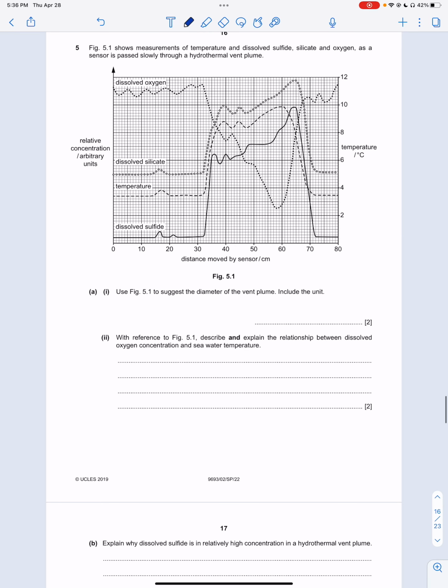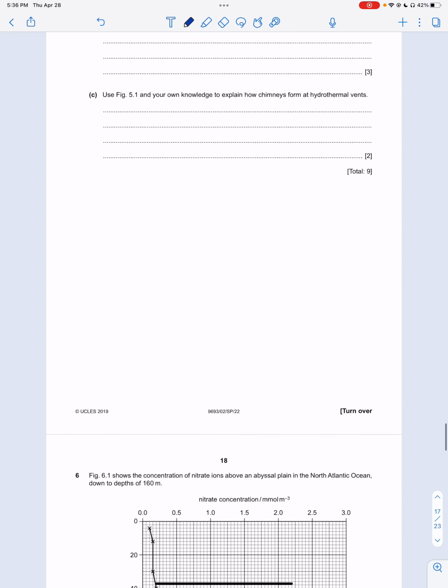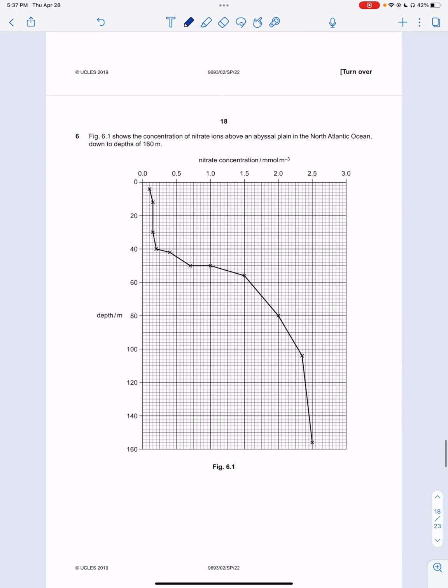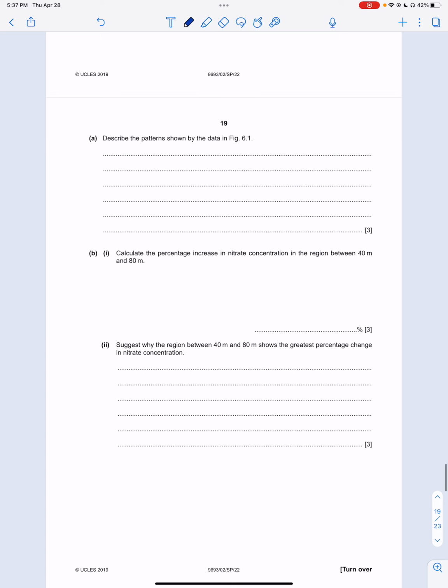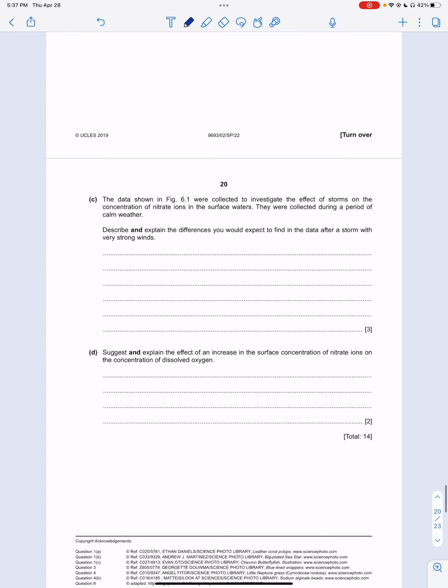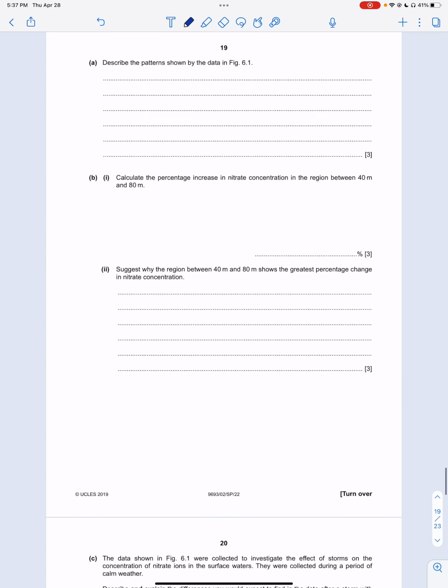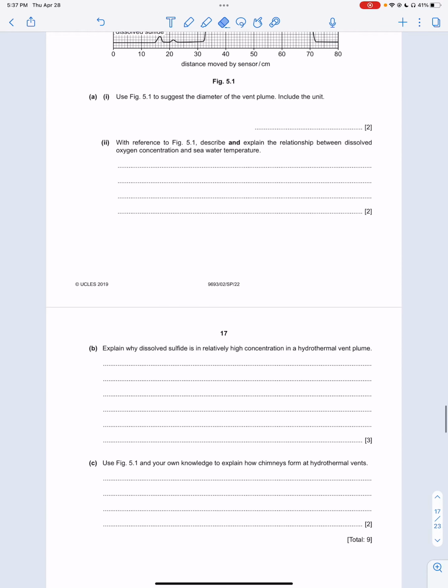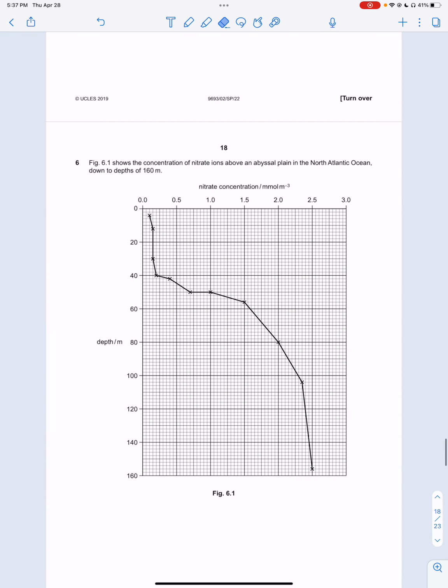Okay, fun, reading a graph. We'll color code that. And then we got another graph about the hydrothermal vent. Oh, sorry, it's the abyssal plain. I know the other questions ask about hydrothermal vents. This is the hydrothermal vent. Curses. This is just the abyssal plain.